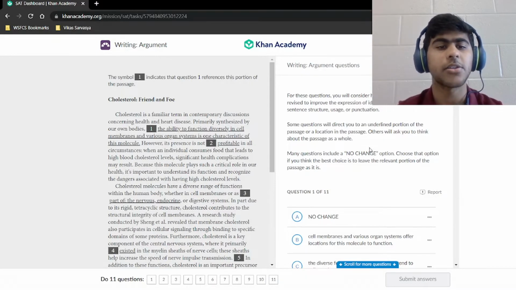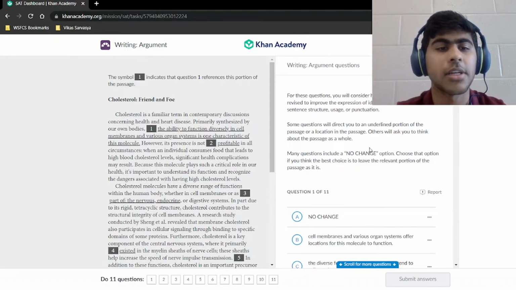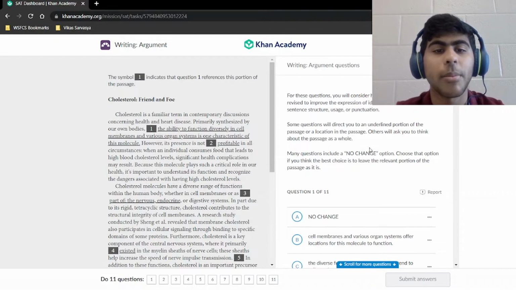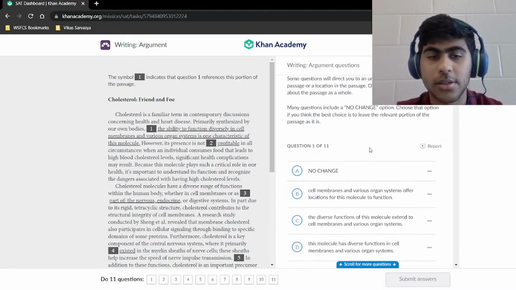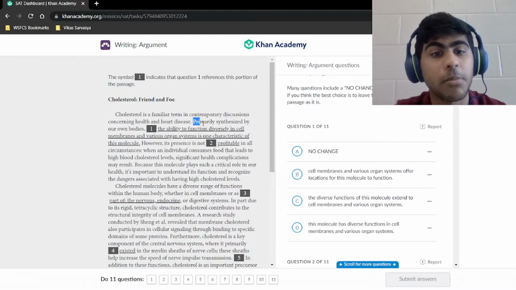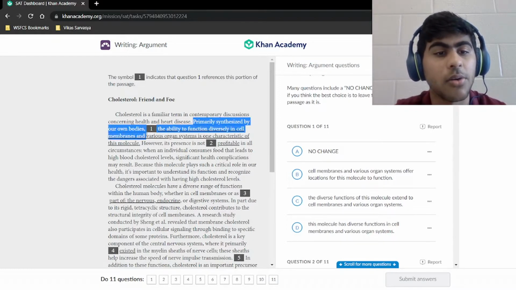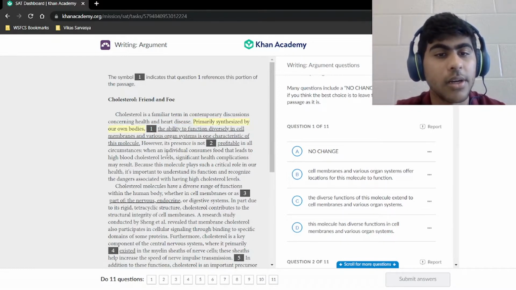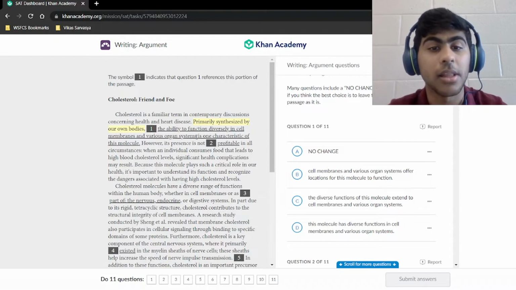Cholesterol is a familiar term in contemporary discussions concerning health and heart disease. Primarily synthesized by our own bodies, the ability to function diversely in cell membranes and various organ systems is one characteristic of this molecule, and "one" is underlined. So let's see what we can do here. We have this modifier, primarily synthesized by our own bodies, right here. And since it says primarily synthesized by our own bodies, whatever comes next has to be whatever is primarily synthesized by our own body.